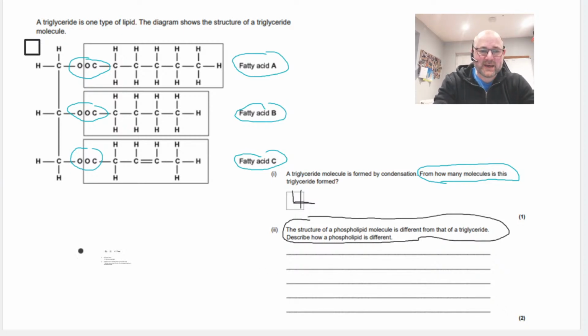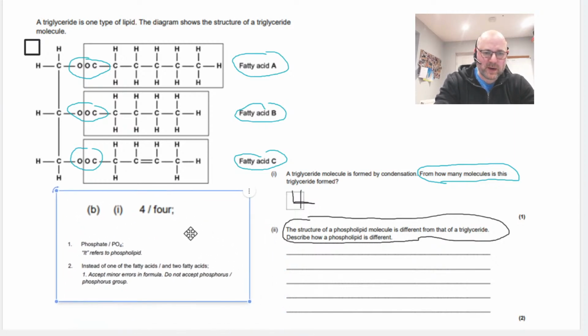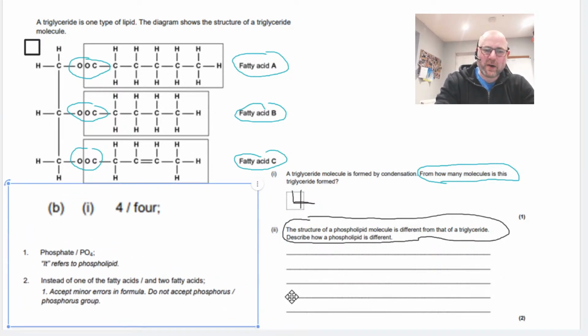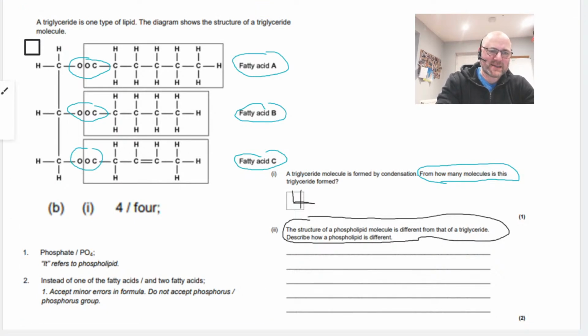And basically, the answer to this, the differences in the phospholipids, for those people who were answering that: a phospholipid has a phosphate group and it only has 2 fatty acids. So that's the difference between a triglyceride and a phospholipid.